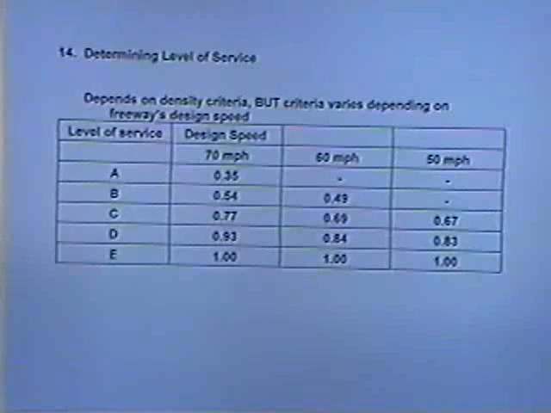Just so you don't get confused, they depend on density criteria, but the numbers in that particular table are volume to capacity ratio numbers. And there's a corresponding density that goes along with those. But the point is that the slower the design speed, really it translates to a worse design, and so we can accommodate fewer vehicles at that given level of service on the lower types of design there.